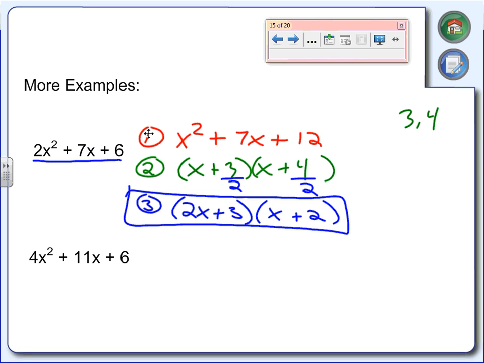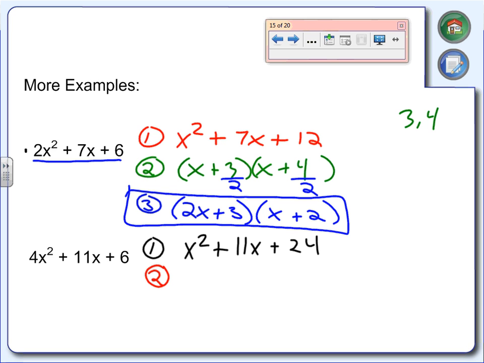Let's do one more. 4x squared plus 11x plus 6. I want to factor that. First thing I notice is no GCF. So we're going to do it just like we did this one. 4 times 6. 4 times 6 is going to be a 24. 4 times 6 is 24.